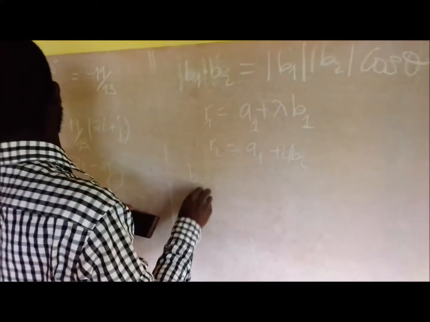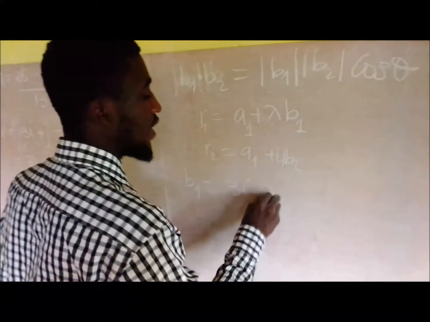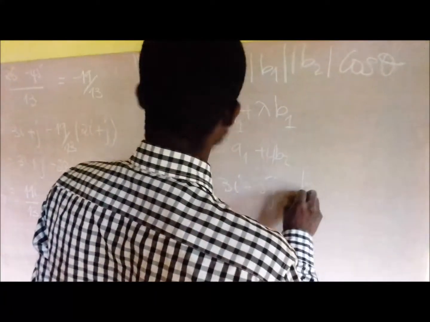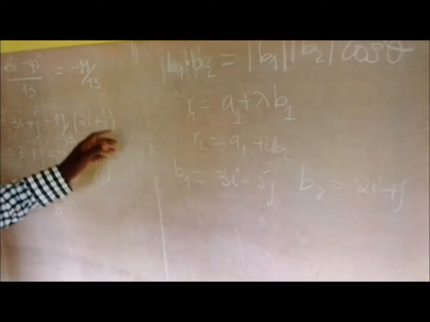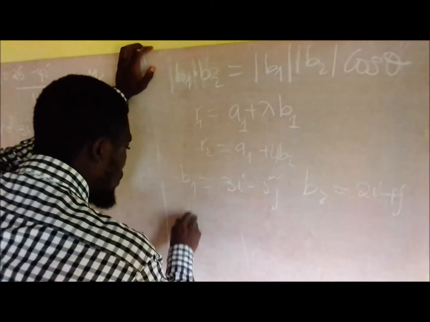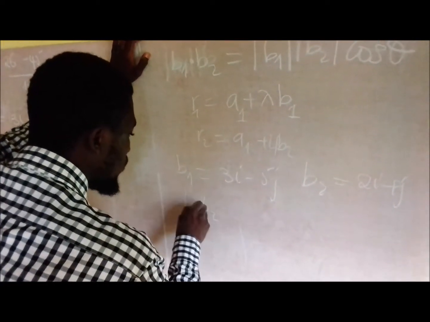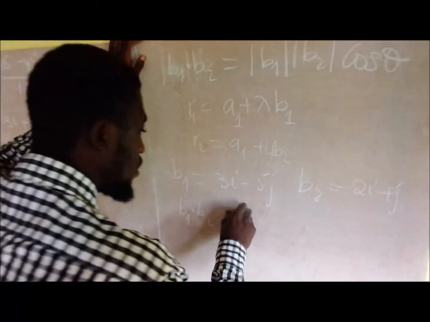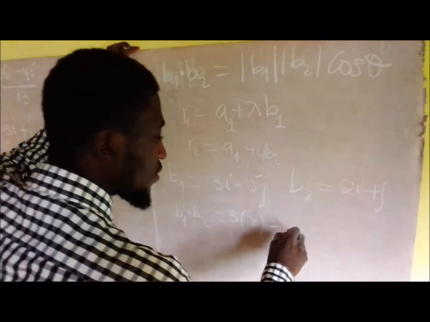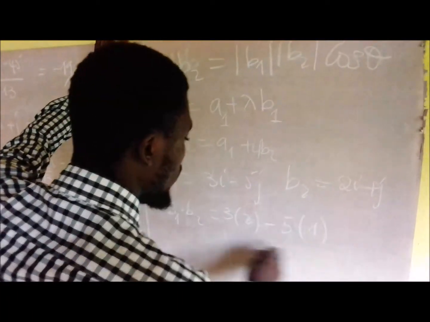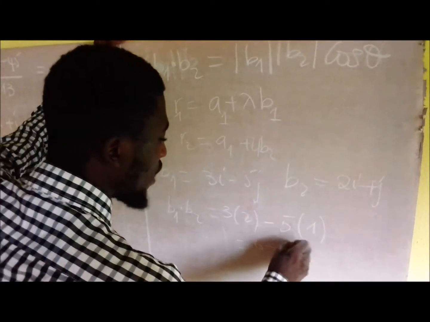It means that B1 in this case will be 3i minus 5j, and B2 is going to be 2i plus j. So I can now do the dot product. B1 dot B2 is going to be 3 times 2, that is, you multiply the i components together, minus 5 times 1. So it's going to give us 6 minus 5 equals 1.